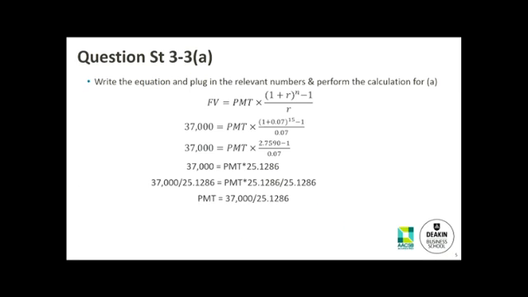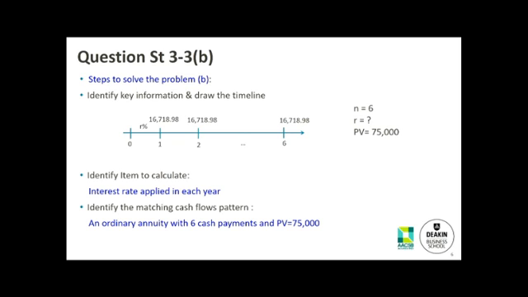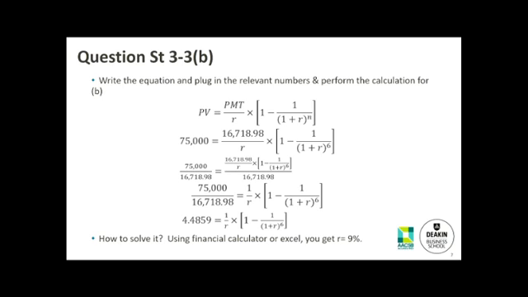We do exactly the same steps as what we did for part A. Okay, information: we need the interest rate. That's what we want. We want the cash flow pattern. It's an ordinary annuity with 6 cash payments and present value 75,000. So we found the present value of ordinary annuity equation in our lecture slides, which is this one here. What should we do next? We plug the numbers into the equation. 75,000 present value, annual payments, number of payments. What are we trying to solve? We're trying to solve R. Am I right? Do you agree?